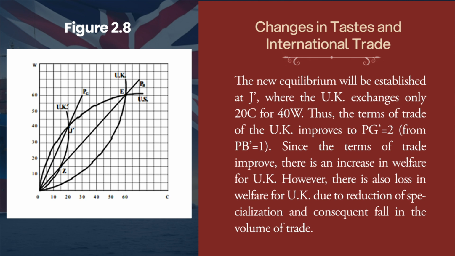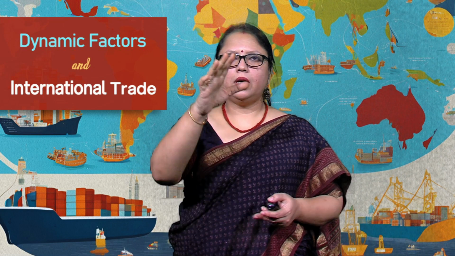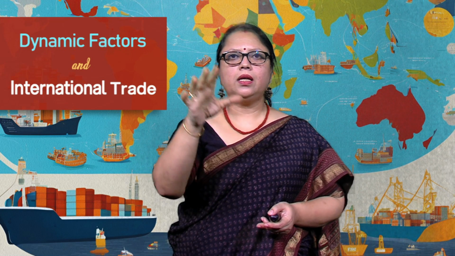Since the terms of trade improve, there is an increase in the welfare for the UK. However, there is also a loss in welfare for the UK due to reduction of specialization and consequent fall in the volume of trade. The exact amount of this gain and loss will depend upon the relative strength of these two forces. From this graph, you can clearly see the points PB dash and PG dash.